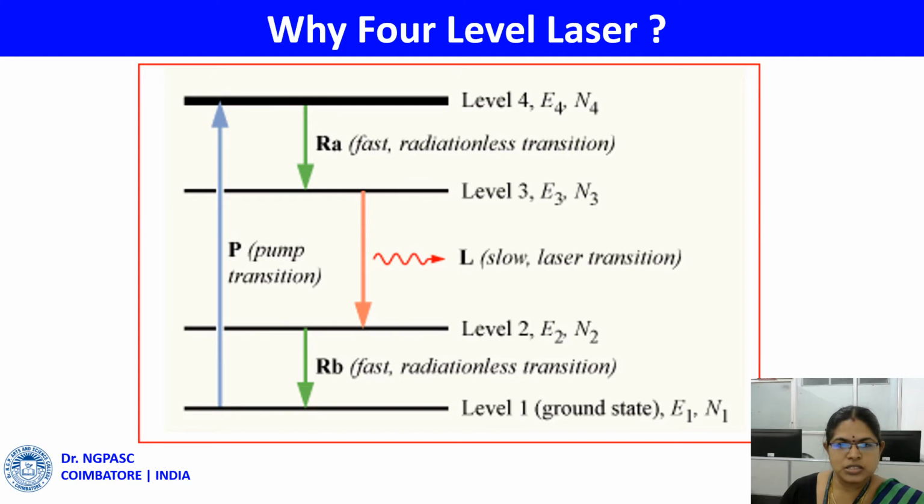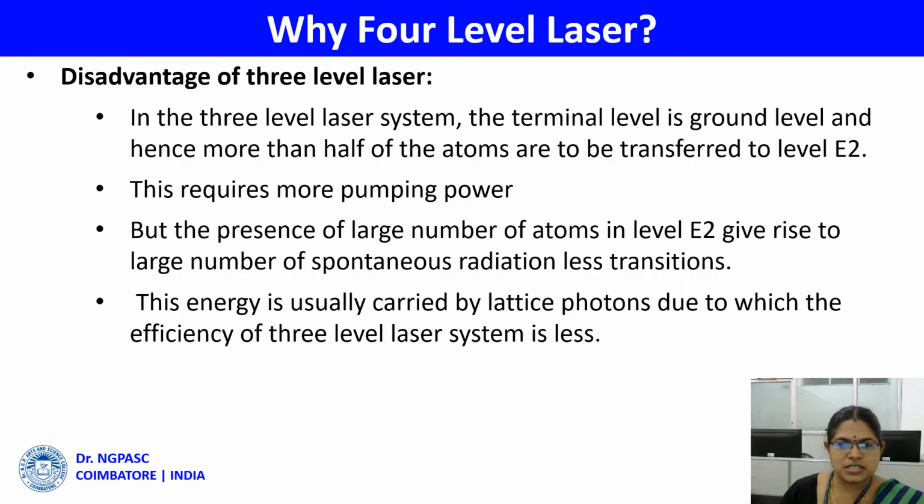And behind this, what are the disadvantages of the three-level laser system? In a three-level laser system, the terminal level is the ground level, and hence more than half of the atoms are to be transferred to level E2. So it needs more pumping power than a four-level laser system. But the presence of a large number of atoms in level E2 gives rise to a large number of spontaneous radiationless transitions. So it is not an appreciable factor to produce good laser. This energy is usually carried by lattice photons, due to which the energy efficiency of the three-level laser system is less. That's why we prefer the four-level laser system.